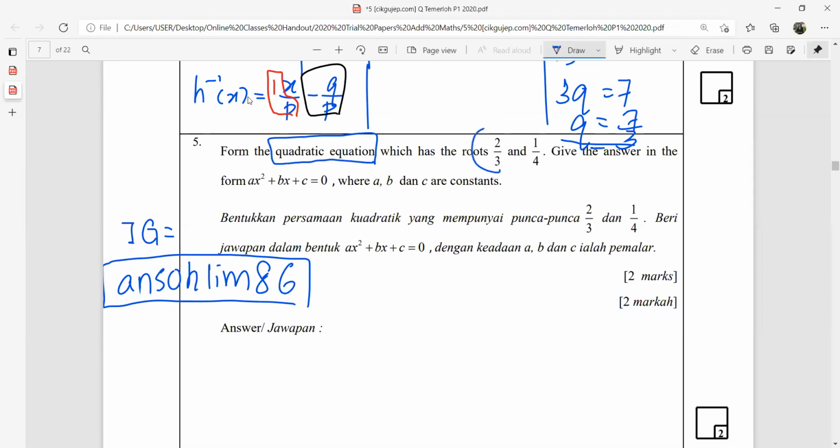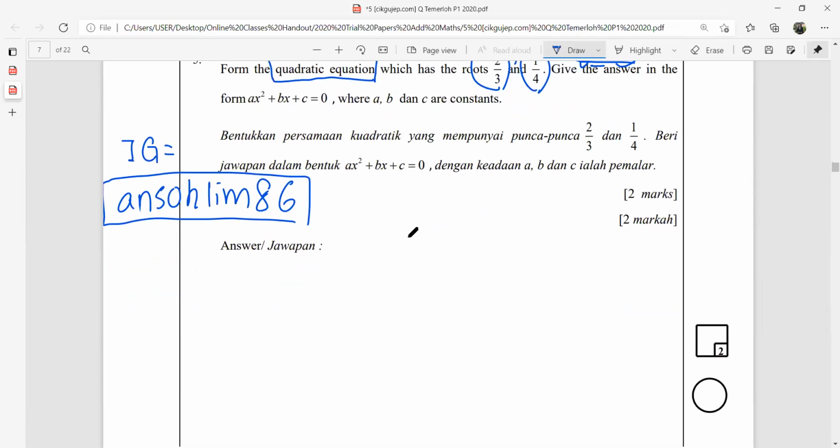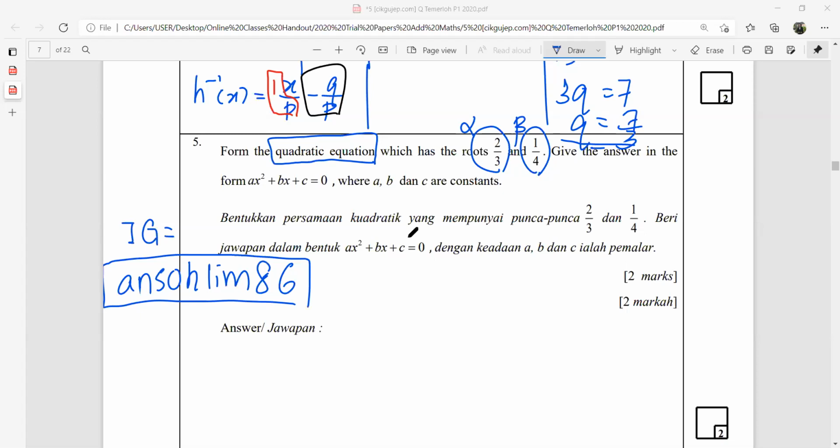Okay, so now form the quadratic equation. Easy. You cannot say difficult because they give you the roots, alpha, beta. Okay, now remember? Yeah, this is an easy question that you might have forgotten what you learned, right? 86. Luckily it's 86, not 96 or 69, different meaning again. Okay, so form the quadratic equation. Given the roots.